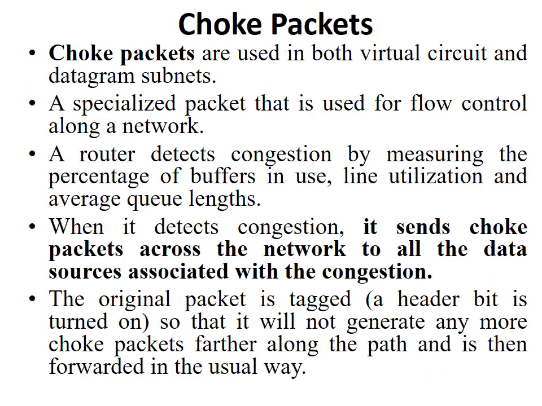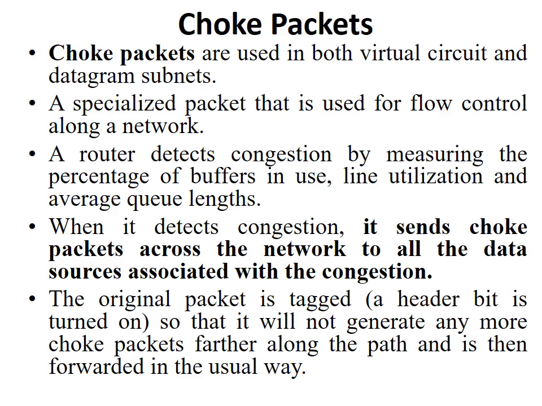The second approach to control congestion in a datagram subnet is by using a choke packet. What exactly is a choke packet? A choke packet is a specialized packet that is used to control the flow in a network. So how does it work? Whenever congestion is detected, the router sends a choke packet across the network to all the data flows associated with the congestion. Once the congestion is detected, the sender host receives a choke packet, so the sender host automatically reduces the transmission rate.